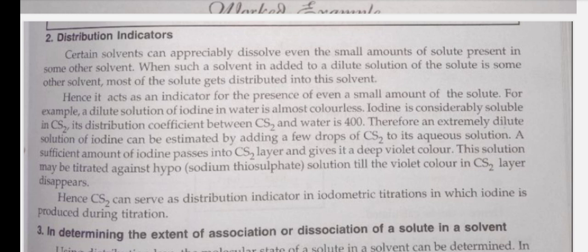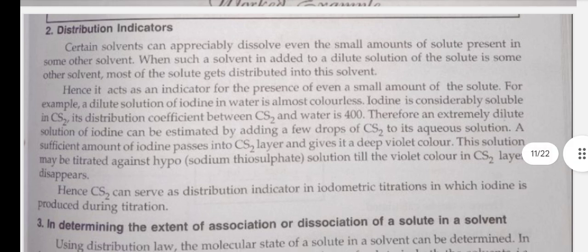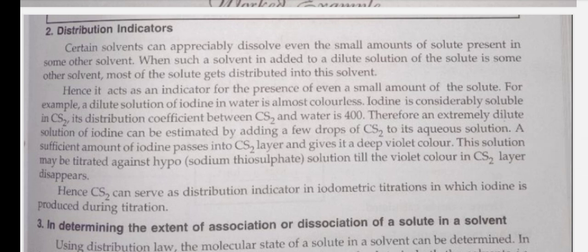For example, a dilute solution of iodine in water is almost colorless. Iodine is considerably soluble in CS2. Its distribution coefficient between CS2 and water is 400. Therefore, an extremely dilute solution of iodine can be estimated by adding a few drops of CS2 to its aqueous solution. A sufficient amount of iodine passes into the CS2 layer and gives it a deep violet color.